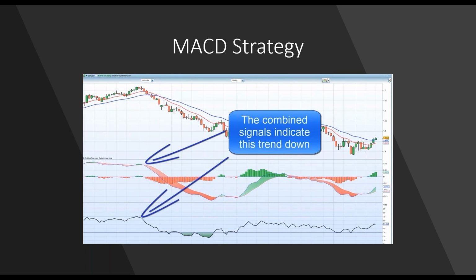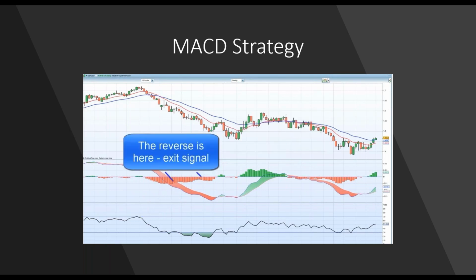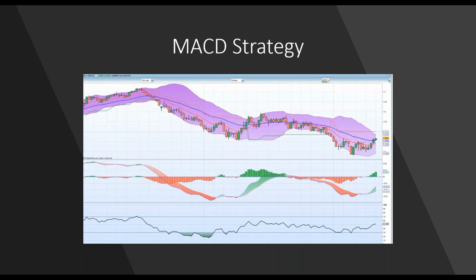A signal to enter this short trade could be waiting for the RSI to come back out of overbought and also waiting for the MACD cross. We can see that those combined signals are an indication that captures this trend, and also that the market is more likely to reverse and retrace back up in the opposite direction of the trade, and therefore is an exit signal.